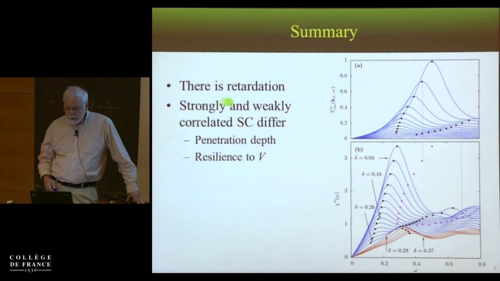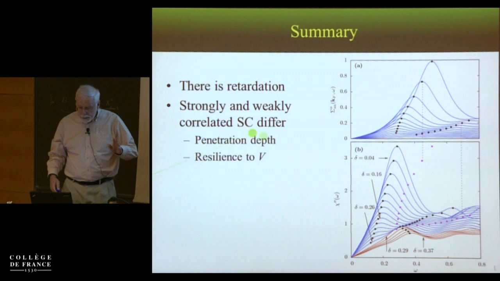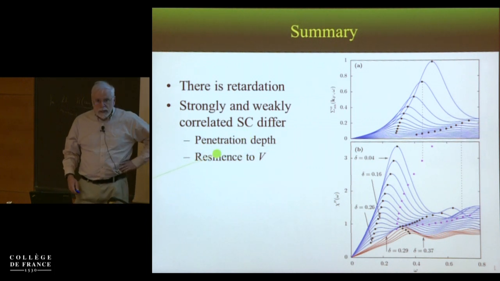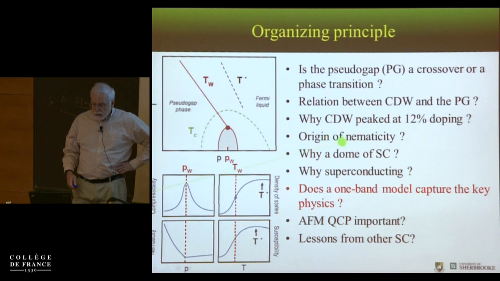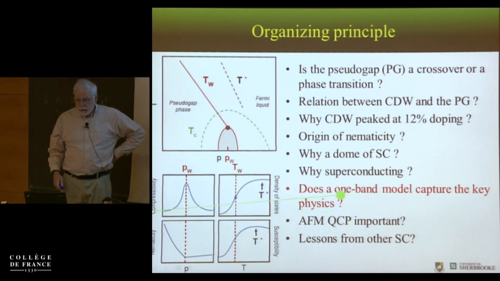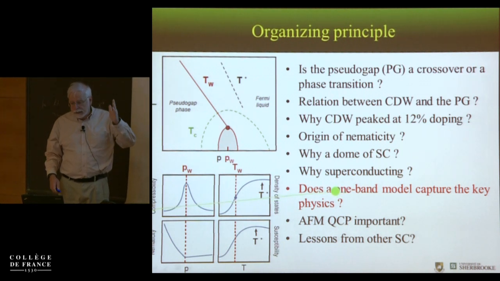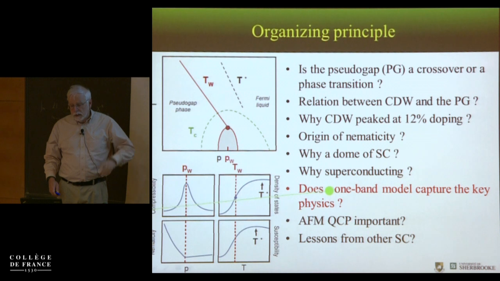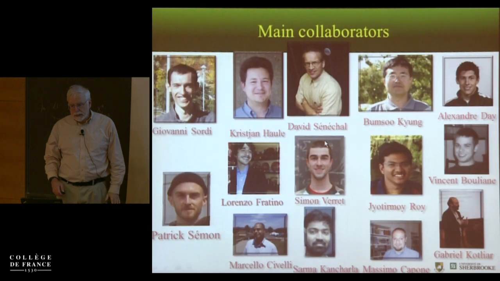So to summarize, there is retardation. Strongly and weakly correlated superconductivity differ. The penetration depth scales with the number of doped carriers, not with the Luttinger count. It's resilient to V. And the question I did not answer is, does the one-band model capture the key physics? And I guess Henri would answer yes. And I hope I convinced you that at least as a caricature of reality, it does. And in the workshop next week, I will again look at these questions in more detail and present some 3-band calculations of Giovanni Sordi that explain this.